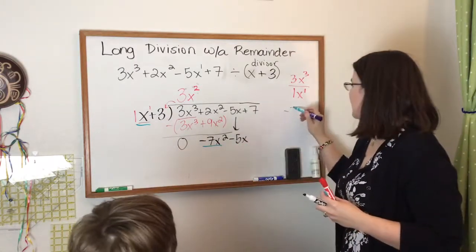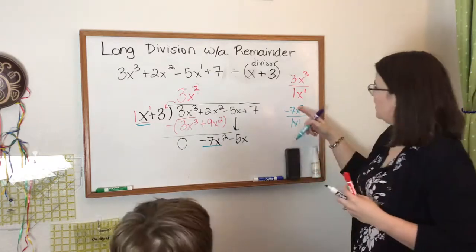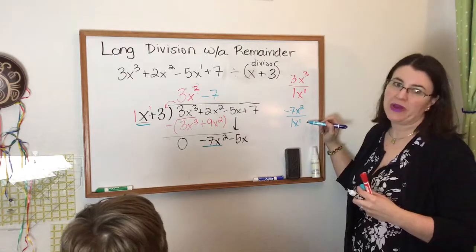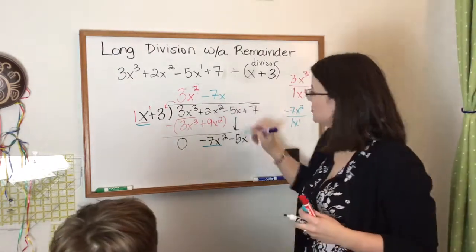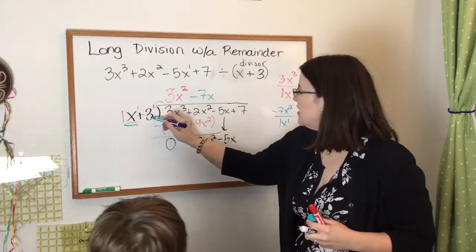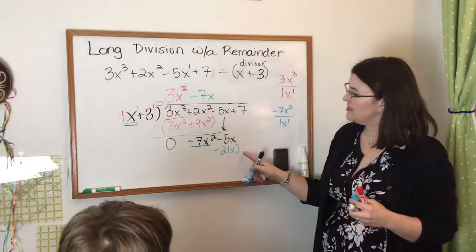So I'm going to take negative 7x squared divided by 1x to the first. Negative 7 divided by 1 is negative 7. X squared divided by x to the first is x to the first. Now that I have that, it has to multiply back to everything. So negative 7 times 3 is negative 21x. Notice I'm putting a parentheses here.